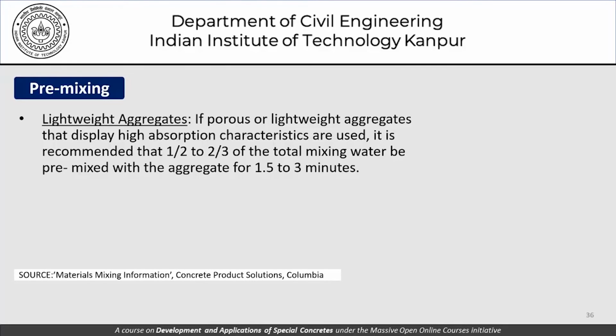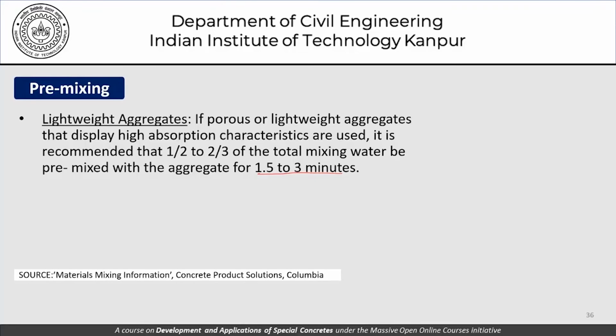If porous or lightweight aggregates that display high absorption characteristics are used, it is recommended that half to 2/3 of the total mixing water be pre-mixed with the aggregates for about 1.5 to 3 minutes. This ensures that the absorption in the aggregates happens before the other ingredients are added, and if all the ingredients are added together, the absorption in all the aggregates may not happen uniformly, or it may not happen to the same extent, resulting in the concrete not being homogeneous.